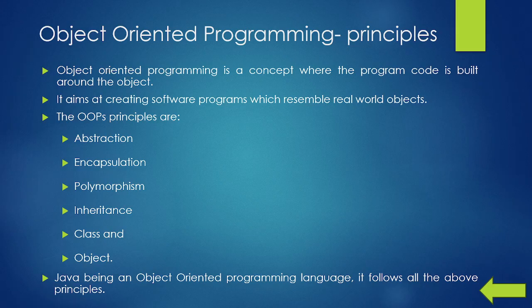Principles. Object-oriented programming is a concept where the program code is built around the object. It aims at creating software programs which resemble real-world objects. We'll see this also a little later on. The four main important OOPS principles are abstraction, encapsulation, polymorphism, and inheritance. These four are implemented with the help of class and object. Java is an object-oriented programming language, so it follows all the above principles.